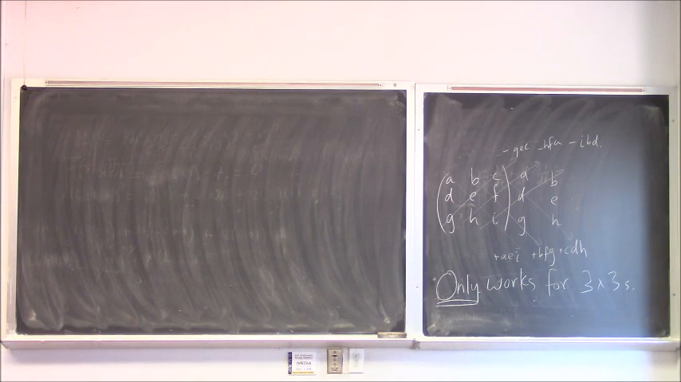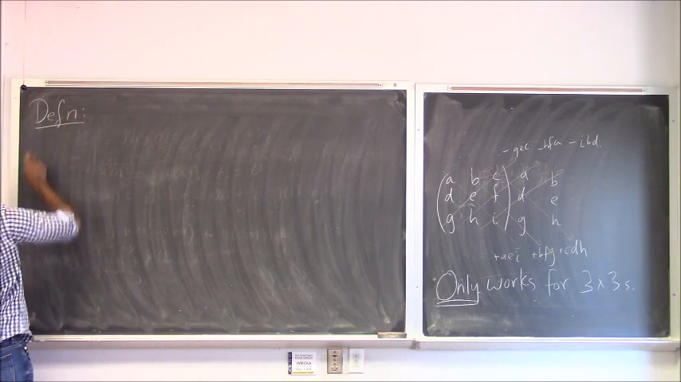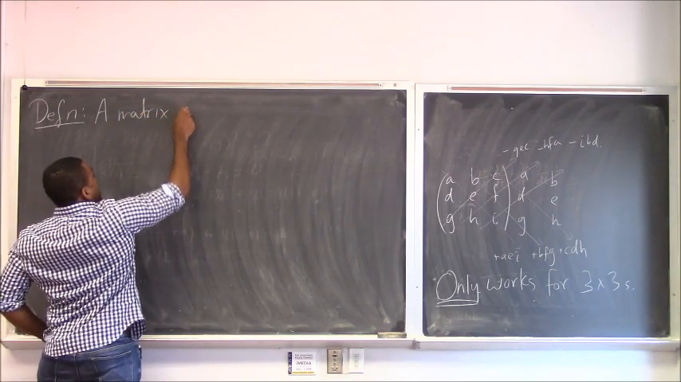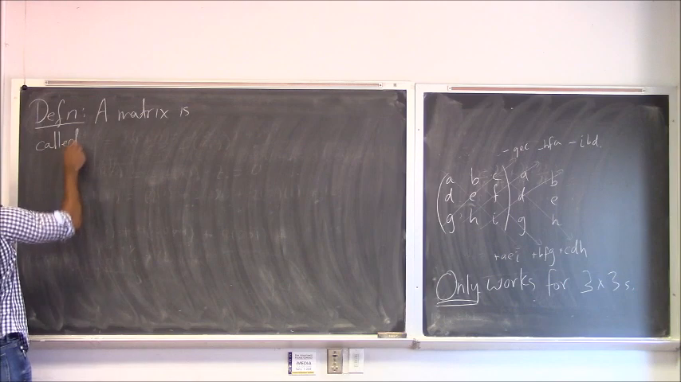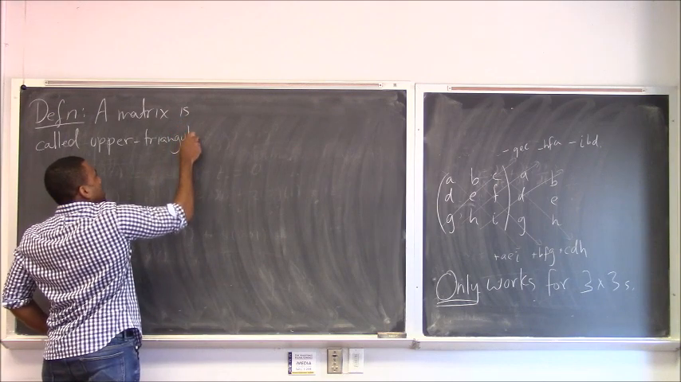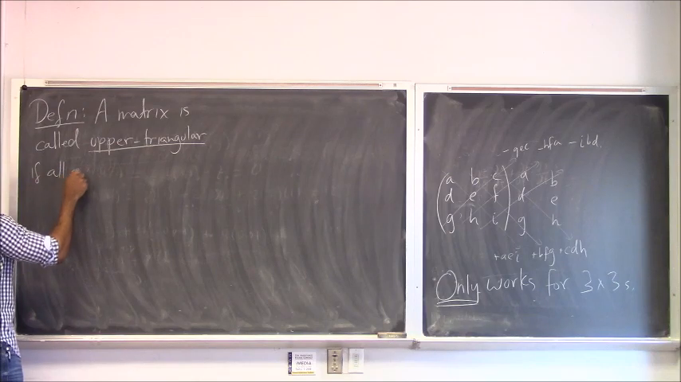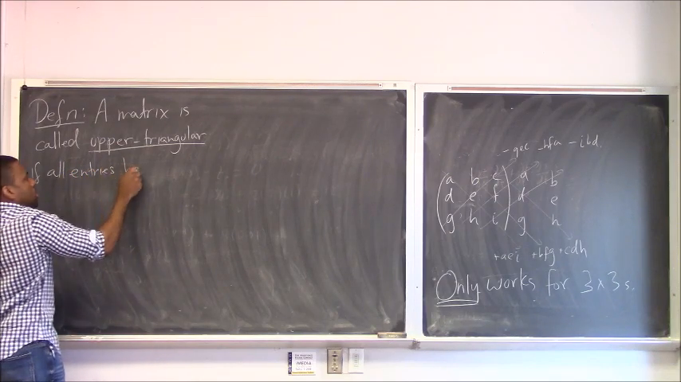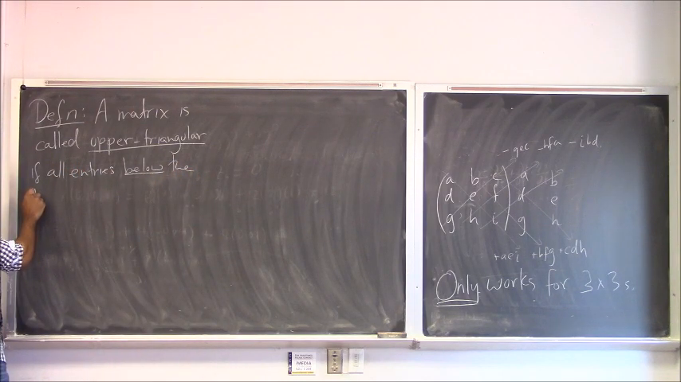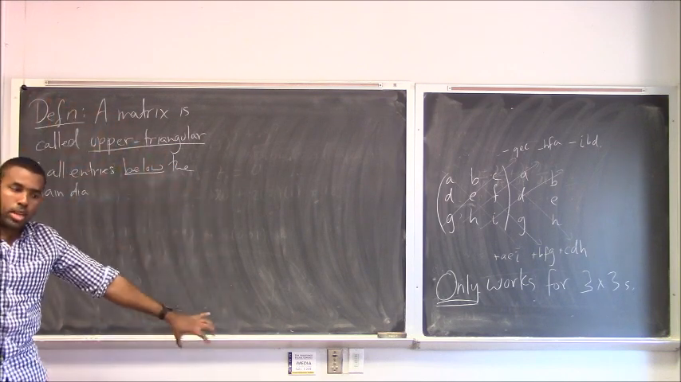Let's first get rid of some low-hanging fruit, shall we? Let's talk about determinants for something called triangular matrices. There's a kind of matrix that we call upper triangular, if all entries below the main diagonal are zero. Remember, the main diagonal is the one that goes from the top left to the bottom right.